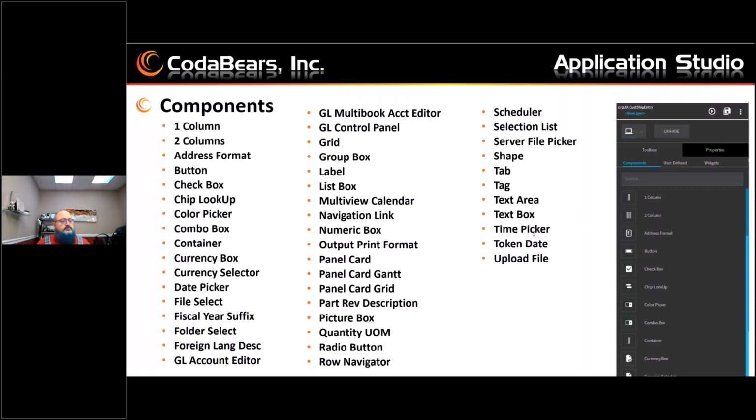The time picker is going to allow us not only pick a date, but pick a time on that date. We have a token date, and then we also have the ability to upload a file. So if I need to select a file and select the folder that it's in, once I have it, what do I want to do with the file? I may want to roll that up to DocStar. I may want to roll that up to the file server and attach that file to the item. This is how I would upload the file inside Studio. There's a component that has that for it.